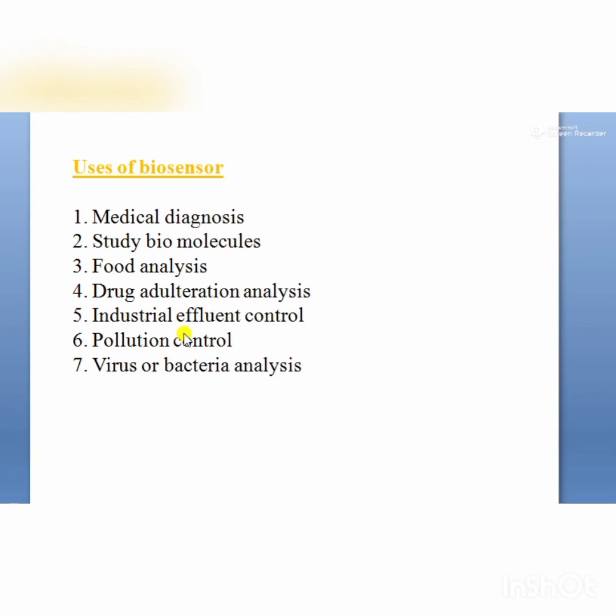In the case of industrial effluent control, what do effluents mean? Effluents means liquid waste or sewage discharged into rivers and the sea. So industrial effluents are those effluents which are created by industries. A biosensor can help to detect industrial effluents, and we can easily control them with these biosensor detectors, right?